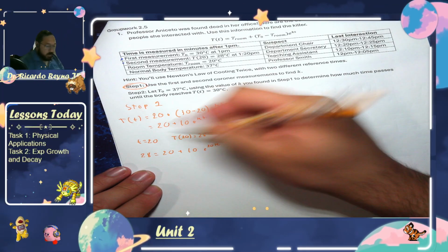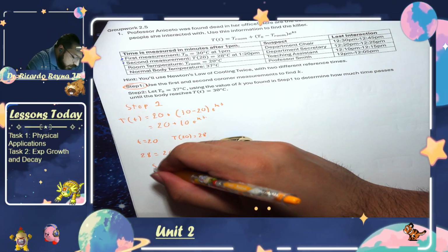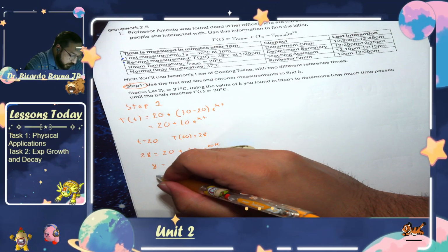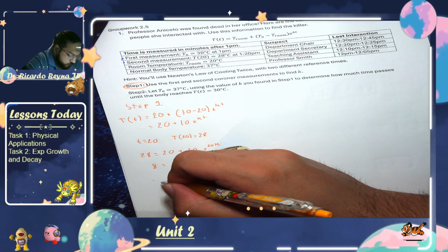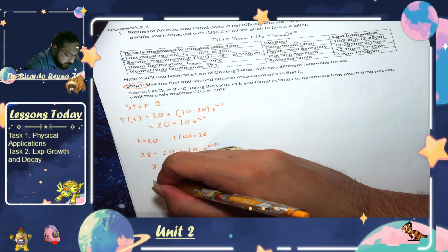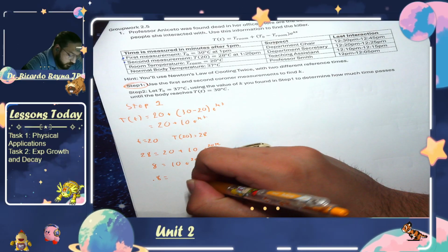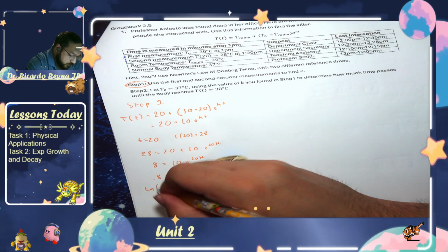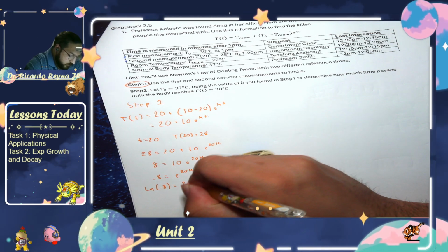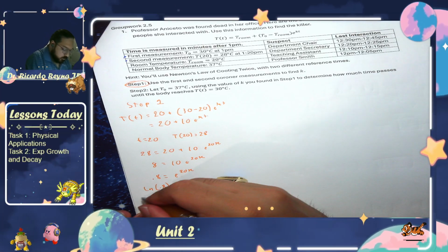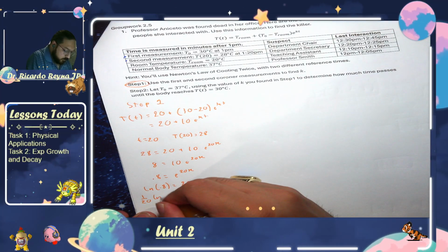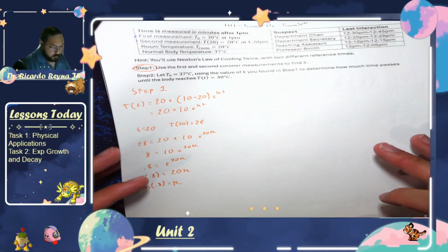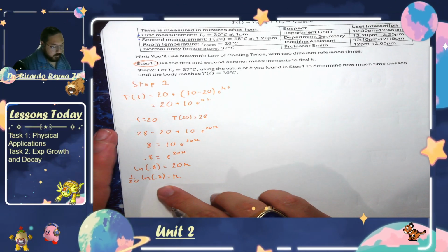For T of 20, subtract to get 8 is equal to 10 e to the 20k. Divide by the 10 to get 0.8 equals e to the 20k. Take the ln, and then divide by 20. Right, so that would be our K.